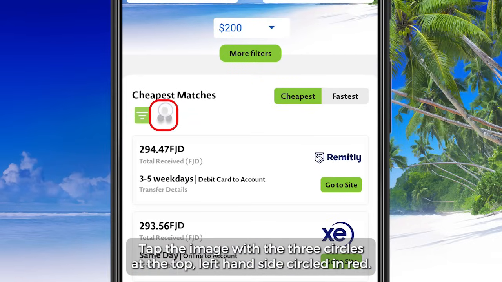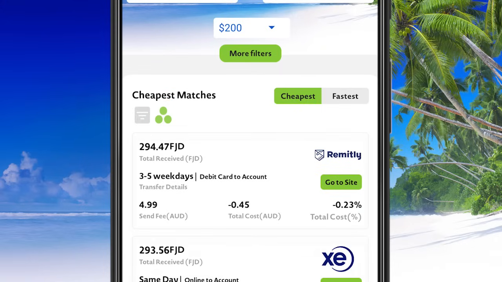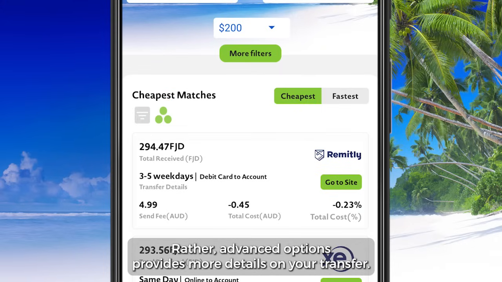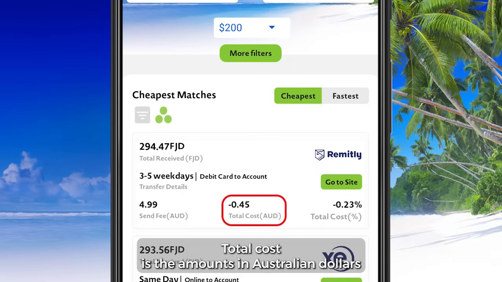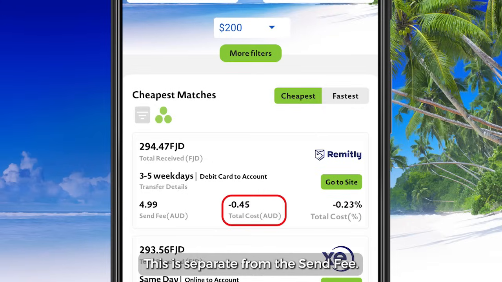Tap the image with the three circles at the top left-hand side, circled in red. In this mode, your best matches have not changed. Rather, advanced options provides more details on your transfer. Send fee is the fee that each MTO or bank charges for your transaction. Total cost is the amount in Australian dollars or New Zealand dollars that each MTO or bank charges each transaction. This is separate from the send fee.